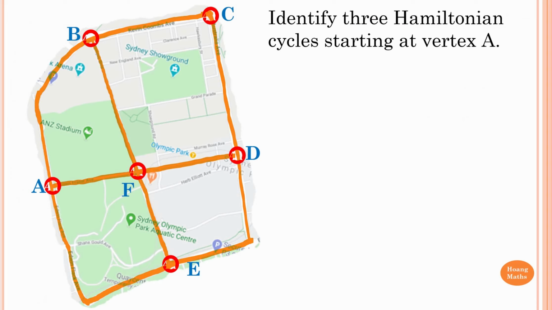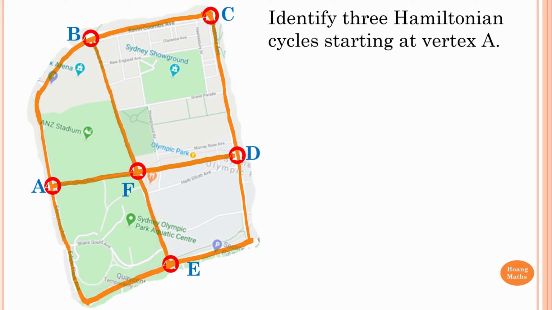For this map here, the routes are highlighted. So please stop the video and identify 3 Hamiltonian cycles starting at vertex I. So this time we start at I, of course, and then we must finish at I.